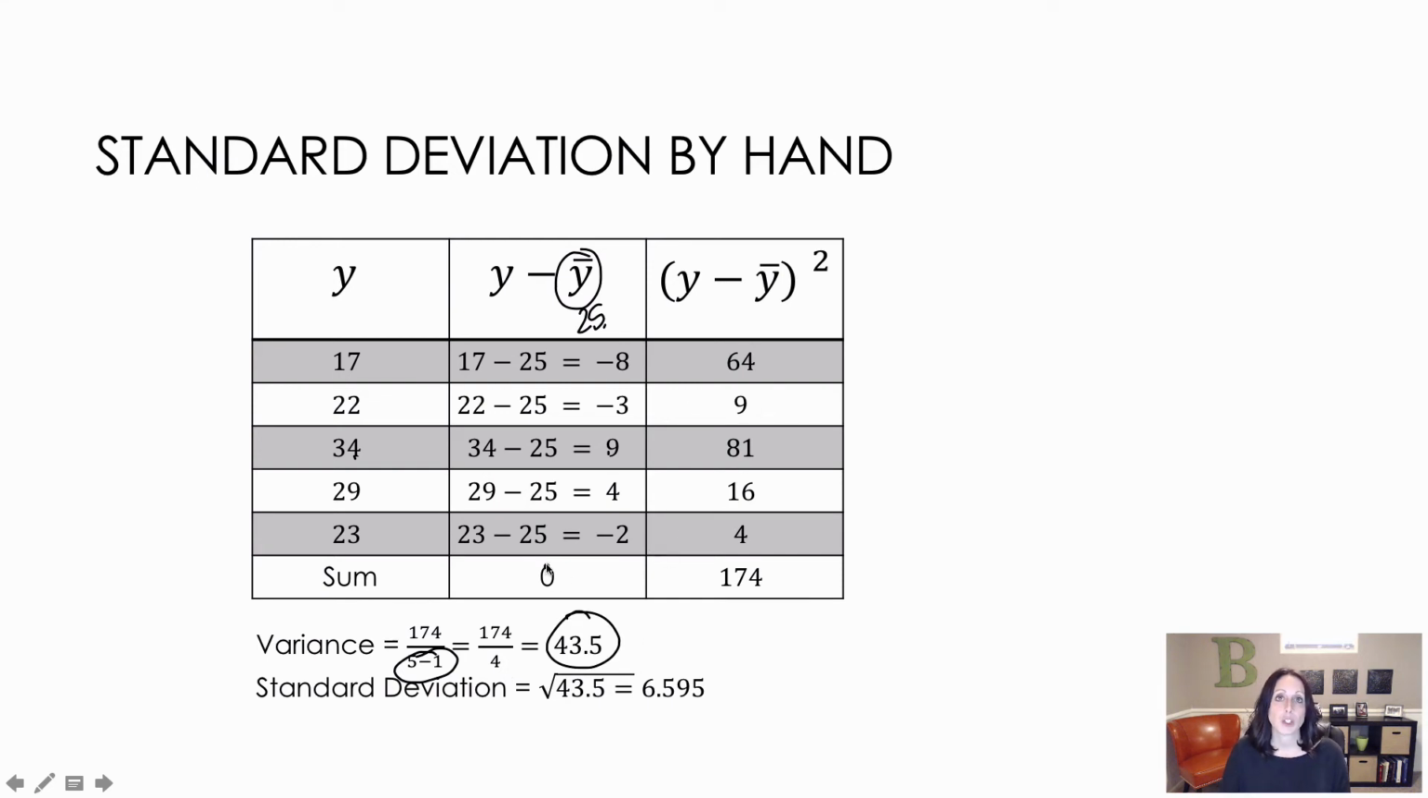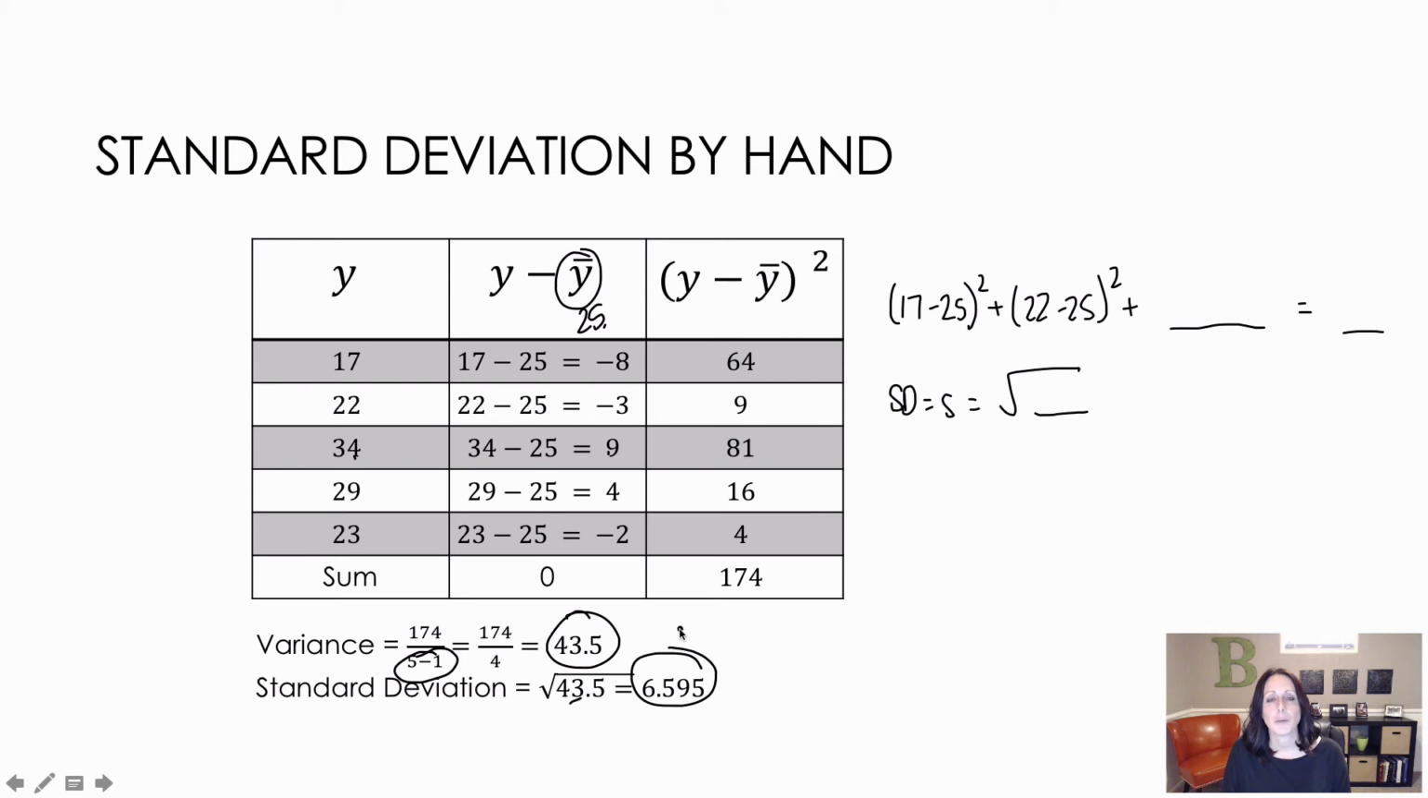So typically the way I would show this by hand is I would take 17 minus 25 squared plus 22 minus 25 squared, etc., that equals the variance. And then to find the standard deviation, which I would write SD, or sometimes I write S, then I would take the square root of whatever I get there, which in this case was 43.5, and that would be my standard deviation. And we'll talk more in depth about standard deviation, but this value means that that's how far this is spread out from the 25.